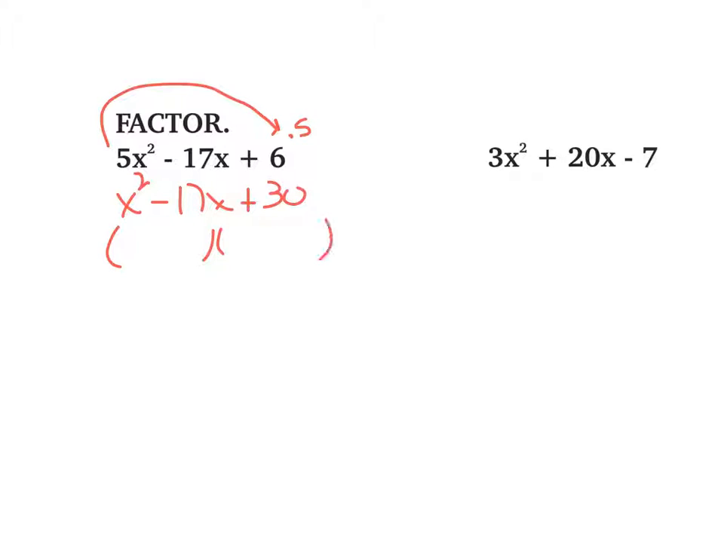I've got to find factors of 30 that would give me negative 17. So I'm going with 15 and 2. 15 times 2 is 30. 15 plus 2 is 17. So take the 5 again. Now we slide.